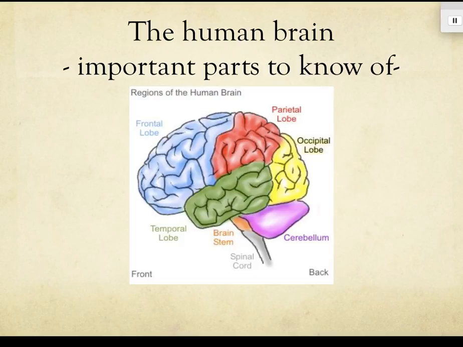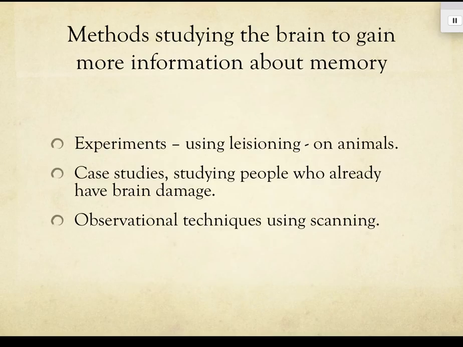Now, in terms of the brain related to memory, it's very important for us to look at specific research studies that we would use to try to understand normal human processes related to memory and also abnormal processes related to memory.